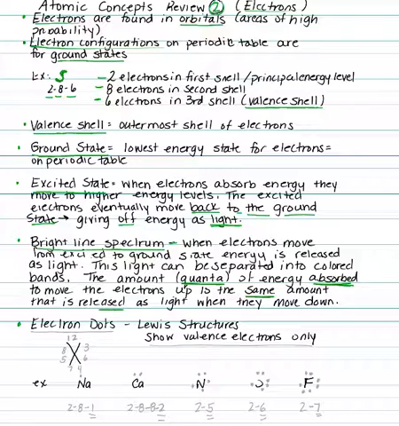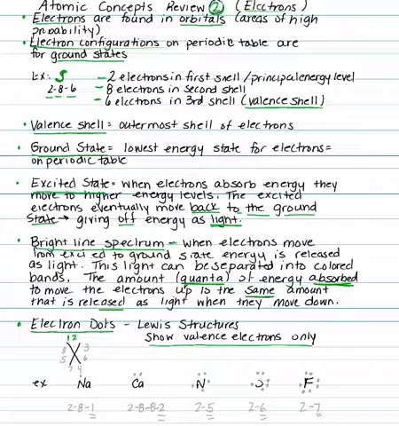To represent the valence shell, we use Lewis electron dot diagrams, or Lewis structures. These are going to show us the valence electrons only. They become very useful when we talk about bonding, because only the valence electrons are involved in bonding. So we have a short way of showing just the valence electrons by doing this.